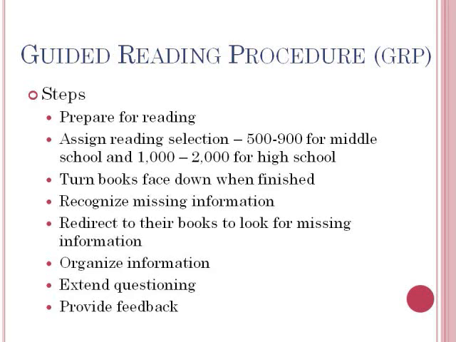First, prepare students for reading. Second, assign a reading selection. For middle school students, assign a reading section that is 500 to 900 words in length. For high school students, assign a passage that is 1,000 to 2,000 words in length. When students are finished reading, they turn the book face down and tell everything that they can remember about the reading. Once students have identified everything they can remember, ask them, "Did you leave out any information that might be important?" Redirect the students to their books and review the selection to correct inconsistencies and add further information.